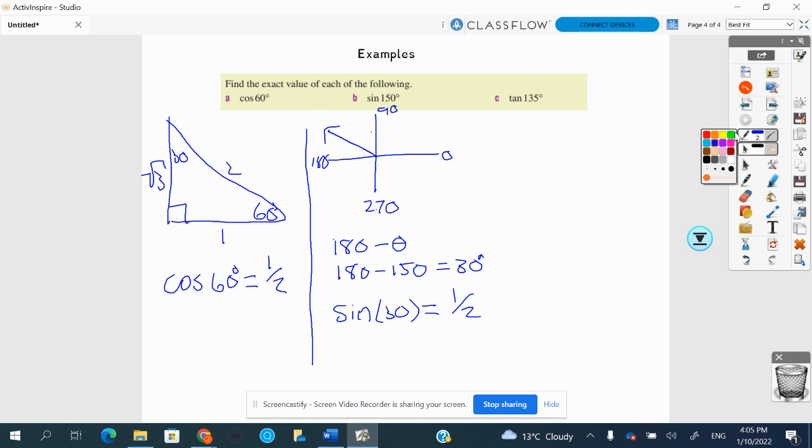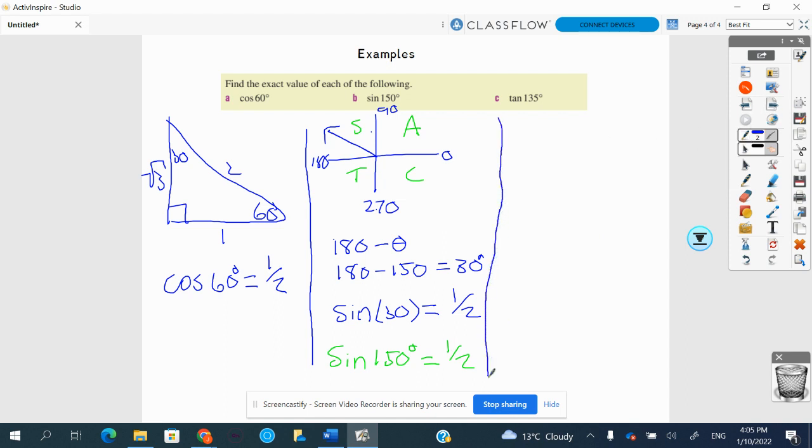And now let's just check if that needs to be a negative or a positive. So we'll use all stations to civic. Sine is positive here, so therefore we can write the sine of 150 degrees is equal to 1/2.